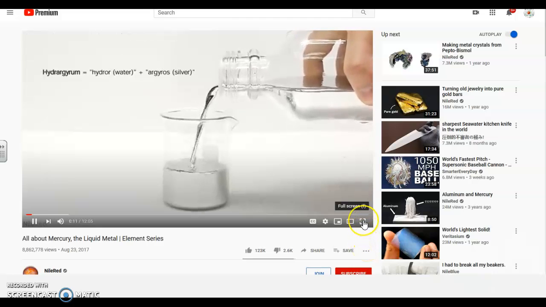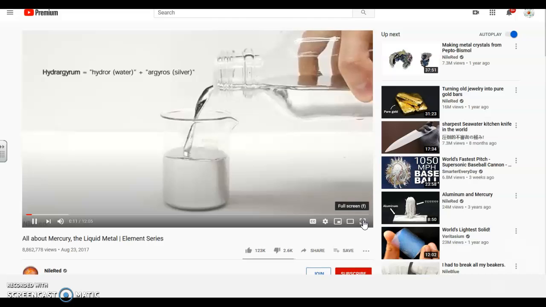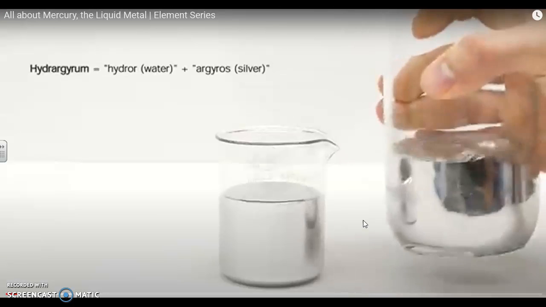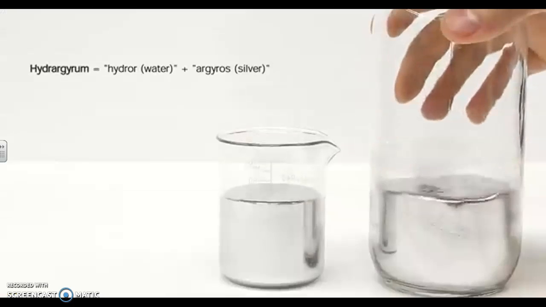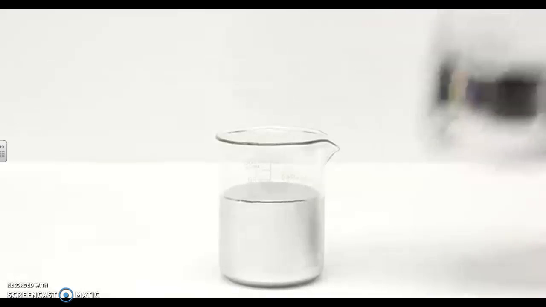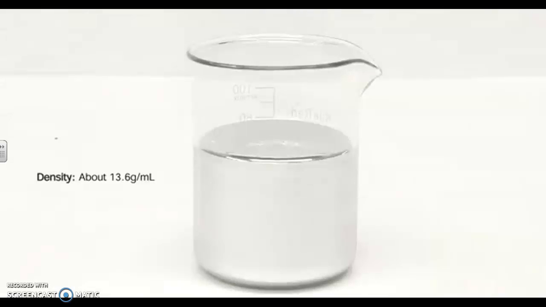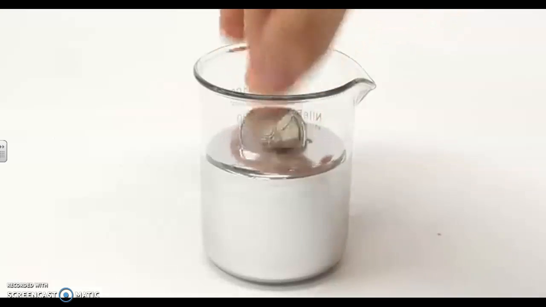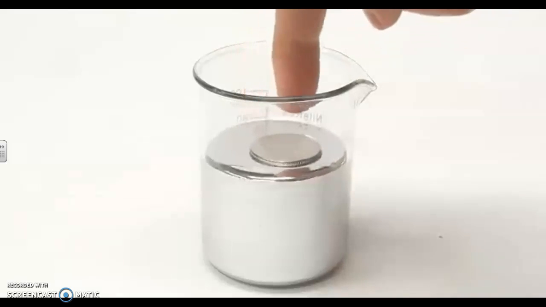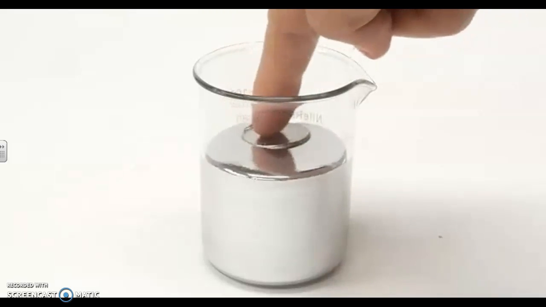It used to be called hydrargyrum, which is a combination of the two Greek words hydror and argyros, which mean water and silver. The density of Mercury is really high, so the small amount that I have here weighs a surprising 2.5 pounds. It's significantly denser than most other metals, so if we add something like a coin, it should float on top.